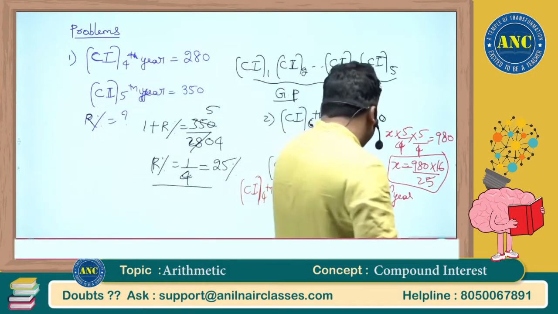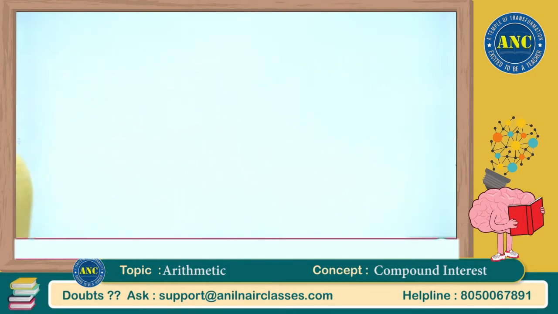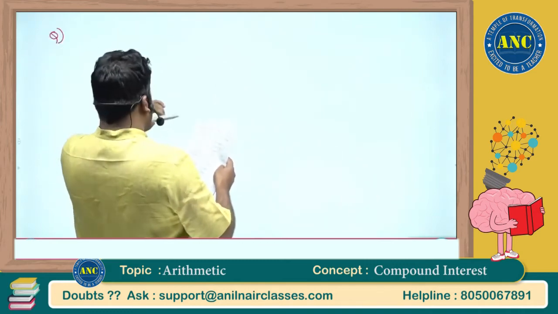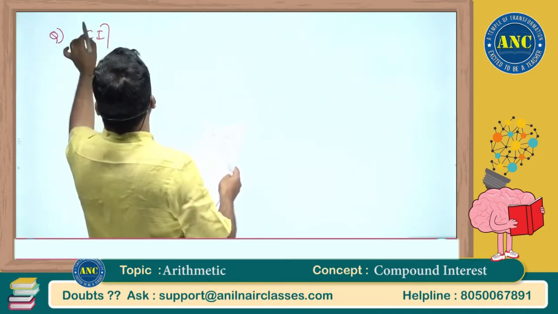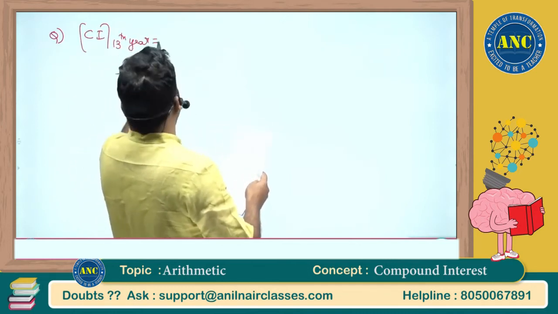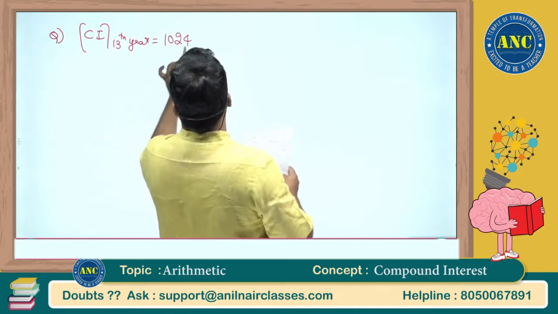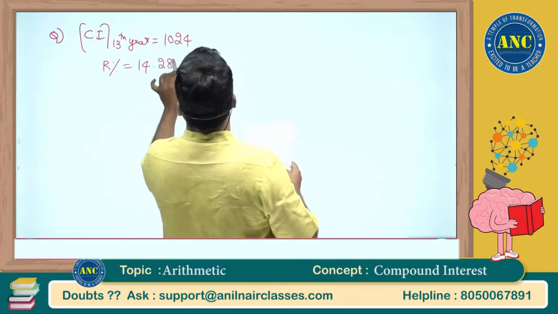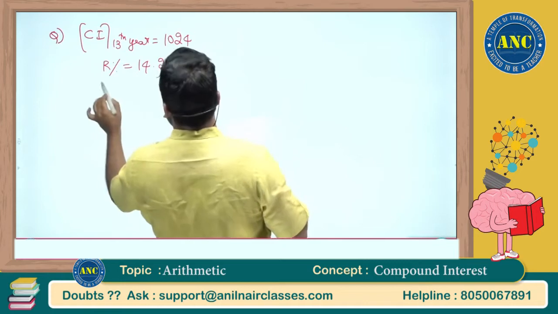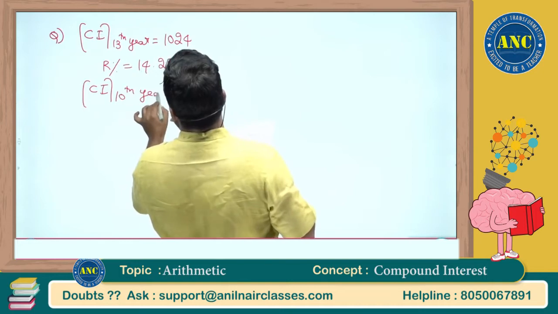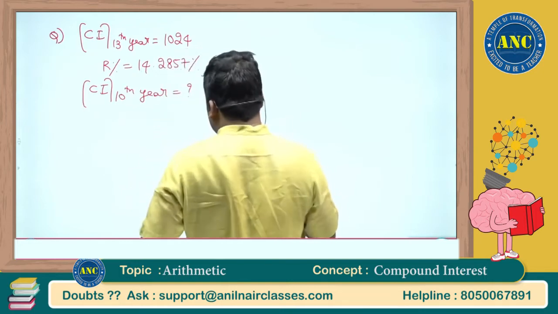Now let me take the questions which he has asked me. He was attempting one mock question, it seems. CI for the 13th year is 1024. R percentage is 14.2857 percentage. Find CI for the 10th year. A particular year is given. Next question.